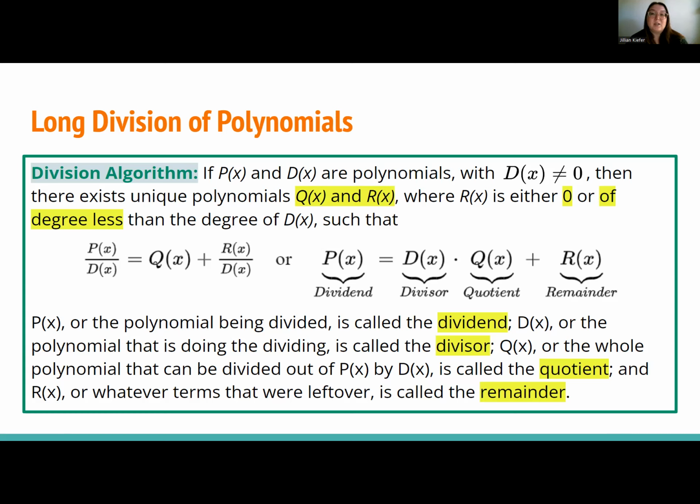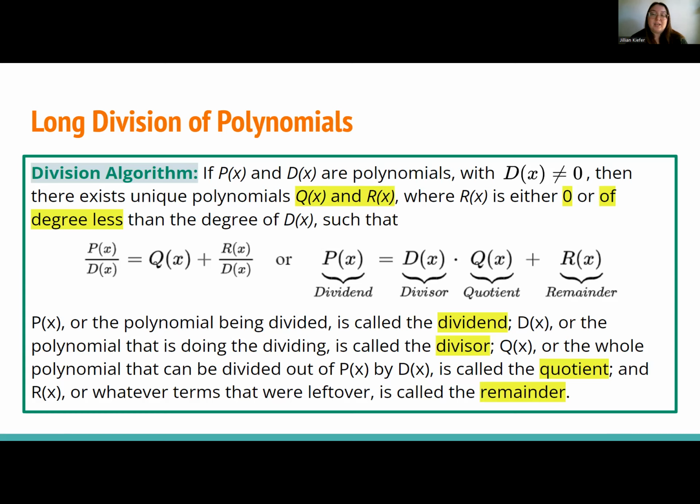When we actually divide this, we get the results of q of x and r of x. Q of x is the quotient. It's basically the whole part that came out of that division, and r of x is your remainder. If your remainder is 0, it evenly divided and you just have the quotient. Otherwise, your remainder is probably going to be some expression or polynomial, and it just has to be of degree less than d of x, the original denominator.